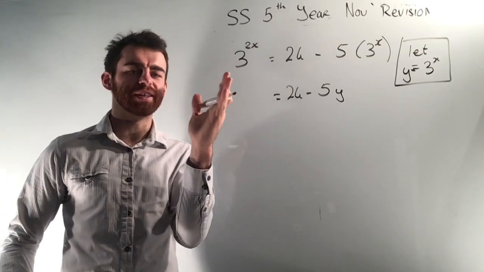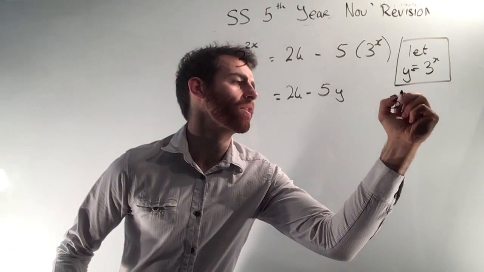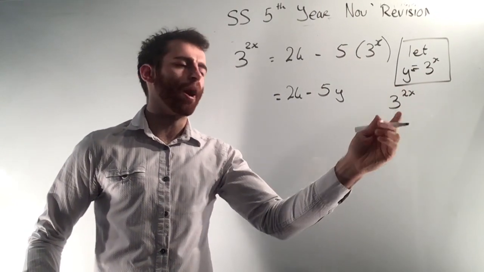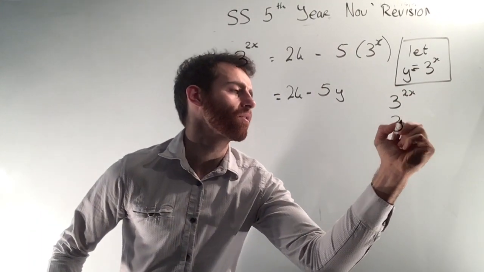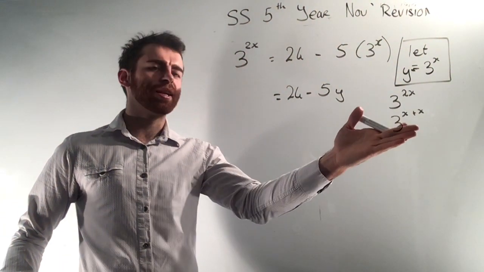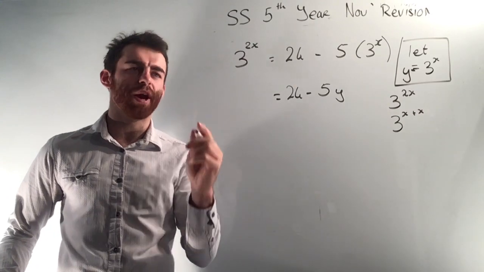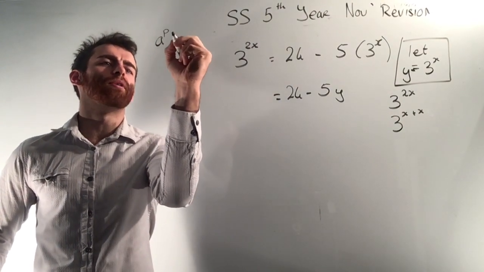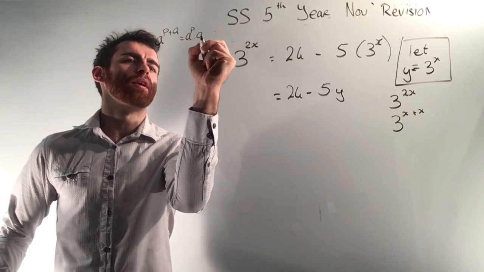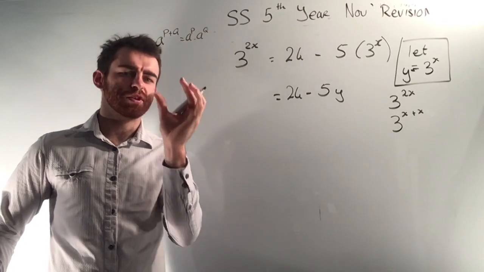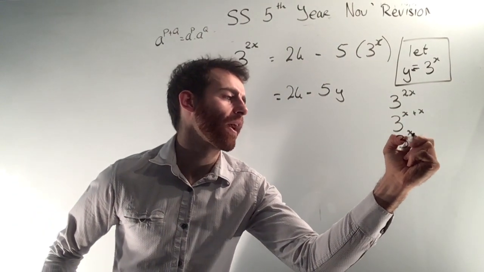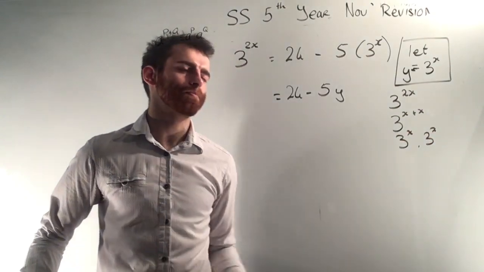However, the left-hand side is still a problem. On the left-hand side, I have 3 to the power of 2x. The first thing you should do is split up your 2x. Rather than writing it as 2x, you can write it as 3 to the power of 1x plus 1x, or just x plus x. And at this stage, you need to use one of your rules of powers. Your first rule of powers says that a to the power of p plus q is equal to a to the power of p times a to the power of q. So with that in mind, I can say that 3 to the power of x plus x is the same as 3 to the power of x times 3 to the power of x.